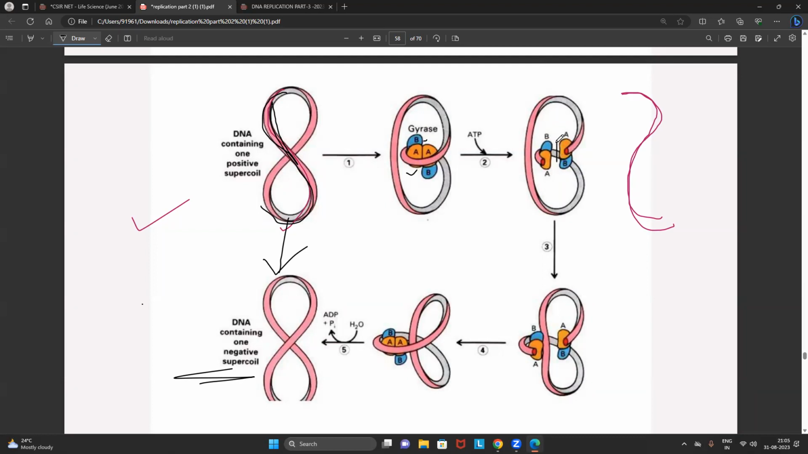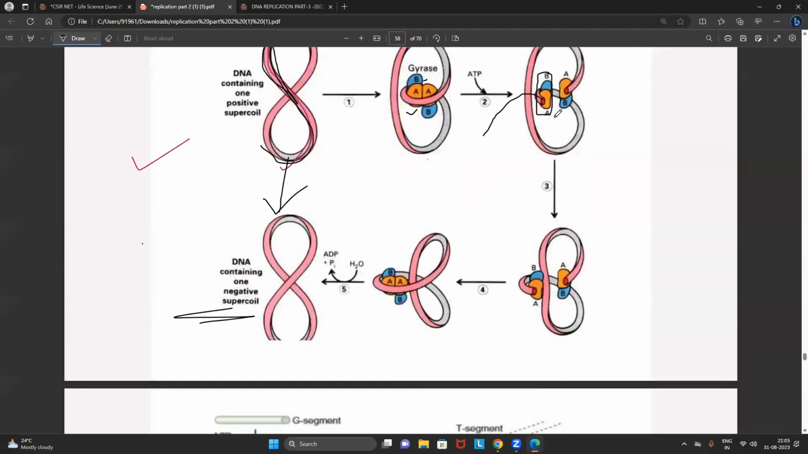Now it created a nick. It cut the double strand. Friends, now you look into this beautiful picture. Look into that. Now what is this subunit doing, tell me. One A unit and one B unit. Now you see what it is doing. It is pulling the strand back of that other strand. You can see that. See this, it is pulling the strand back of the other strand.